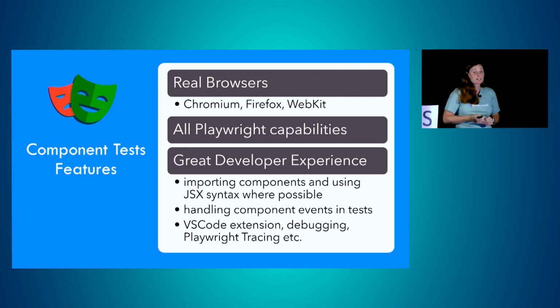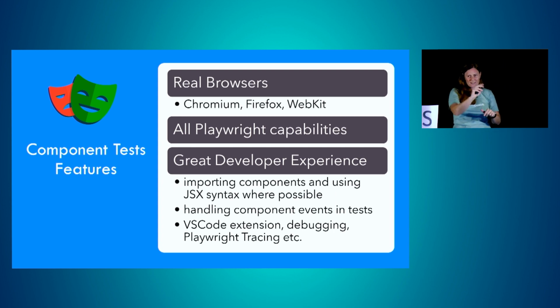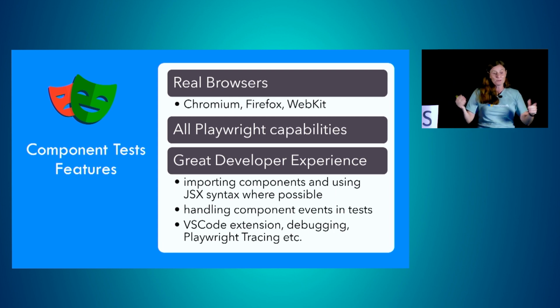Great developer experience, so you can import the components and use JSX syntax where possible. Handling components, events in tests, and there's the VS Code extension, which we just saw. There's also codegen, which is going to write the test for you. Anyone who was in my workshop saw how quick it was to write a test. It took 5 minutes to write an end-to-end test, because codegen just did it for you. It's kind of like GitHub Copilot, just does it all. You just go, wow, cool.